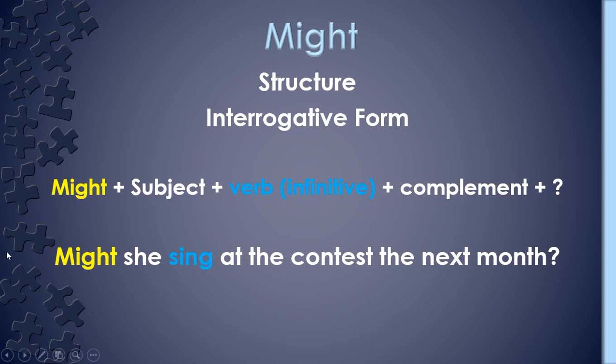And for the interrogative form, we have first the modal verb might, then the subject, the main verb in infinitive, the complement, and the question mark. For example, might she sing at the contest the next month? As you can see, we changed the places of the modal verb and the subject.